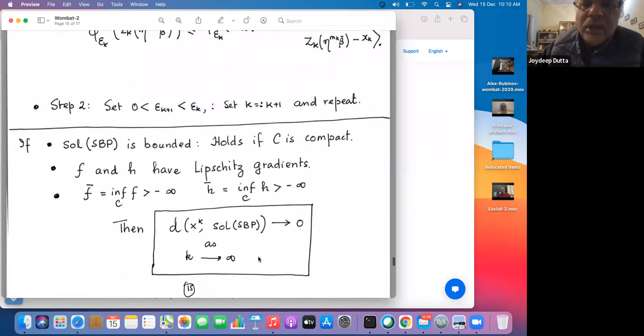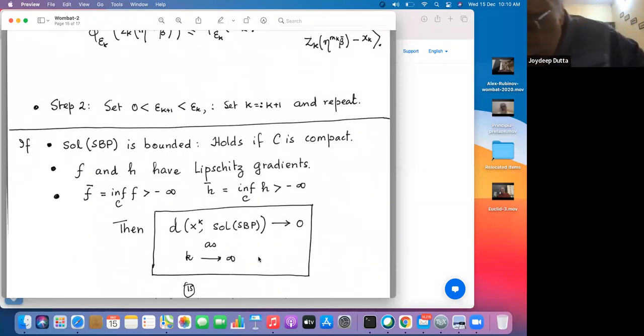There are certain conditions under which this gives me convergence. You are assuming SBP to be bounded. Okay, you take C to be compact, it will hold. F and H are assumed to have Lipschitz gradients, and also these conditions on C. Of course, if C is compact, these are true. And then the distance of the sequence that you generate by this iteration scheme, the Solodov scheme, will go to 0.